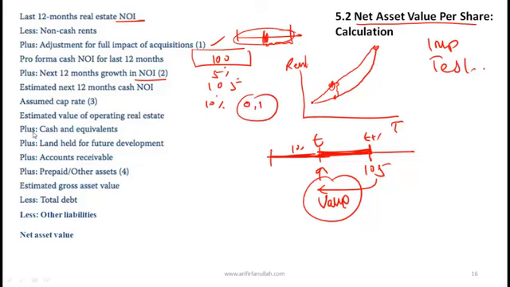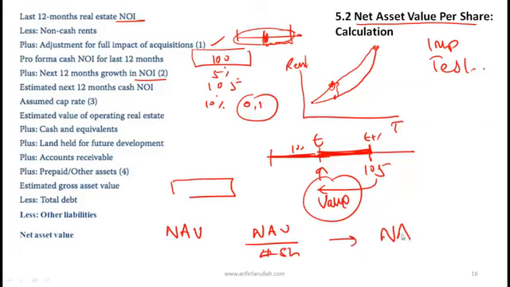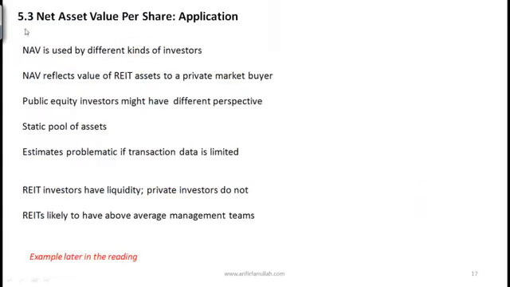And then we add our basic hard assets, tangible assets: cash and equivalents, land held for future development, accounts receivable, prepaid, and other assets. And this is what gives us our asset value. Note that we do not incorporate intangible assets because there is too much subjectivity involved there. And then we subtract debt and other liabilities, and that will give us our NAV. We then divide NAV by the number of shares outstanding, and that gives us NAV per share. Very important calculation. There is a good chance that this shows up on your exam, so make sure you are on top of this.